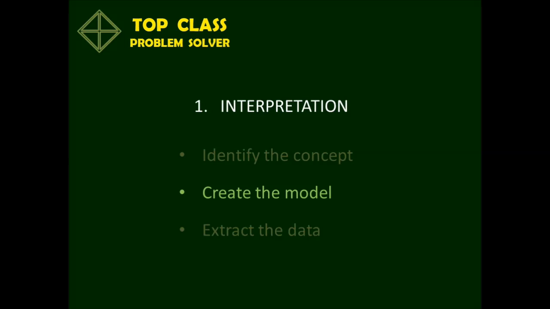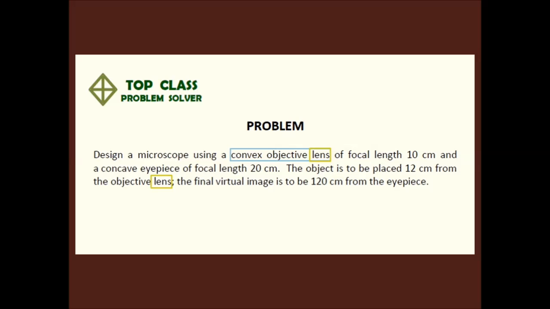The next step of the interpretation is to create the model and represent the model in a diagram. Our system consists of a convex objective lens, a concave eyepiece, an object, and a final virtual image.